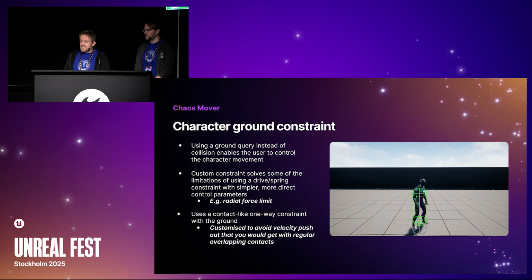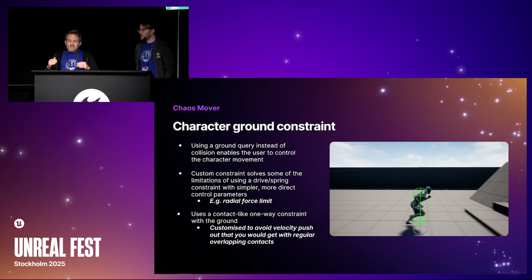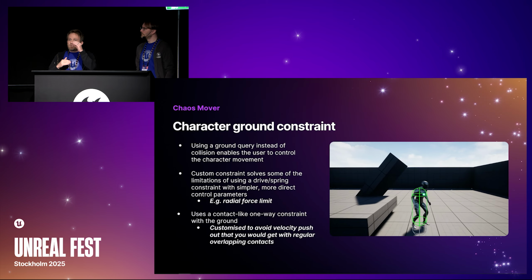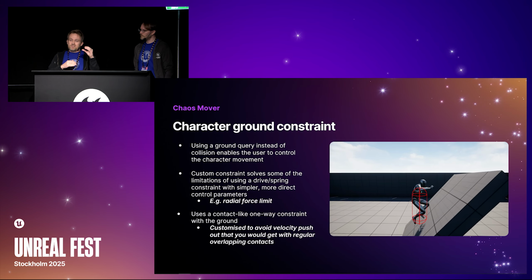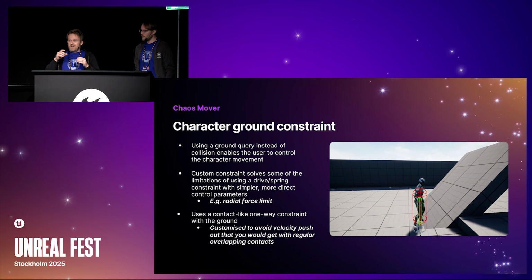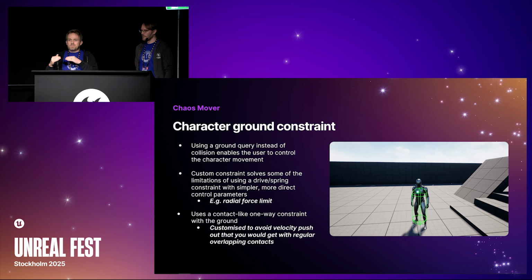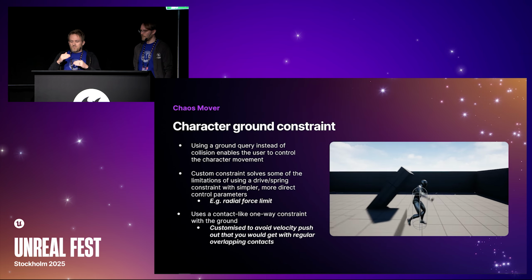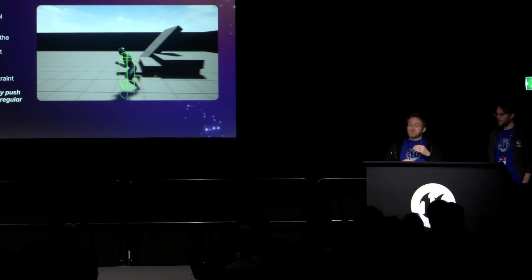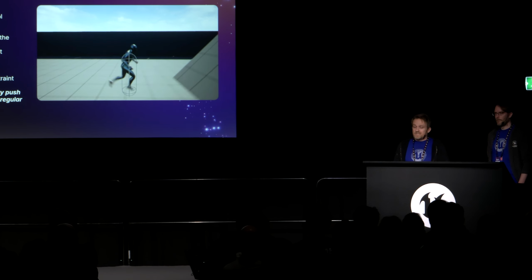The second reason is that just using collision, you can get cases where things are overlapping when you're moving up steps, and maybe the collision pops the capsule out and it can introduce velocity. So we didn't want that for the character. We didn't want the character to be launched if it happens to be going over some uneven terrain. So with the custom constraint, we can push the character out of collision, but without introducing any additional velocity.